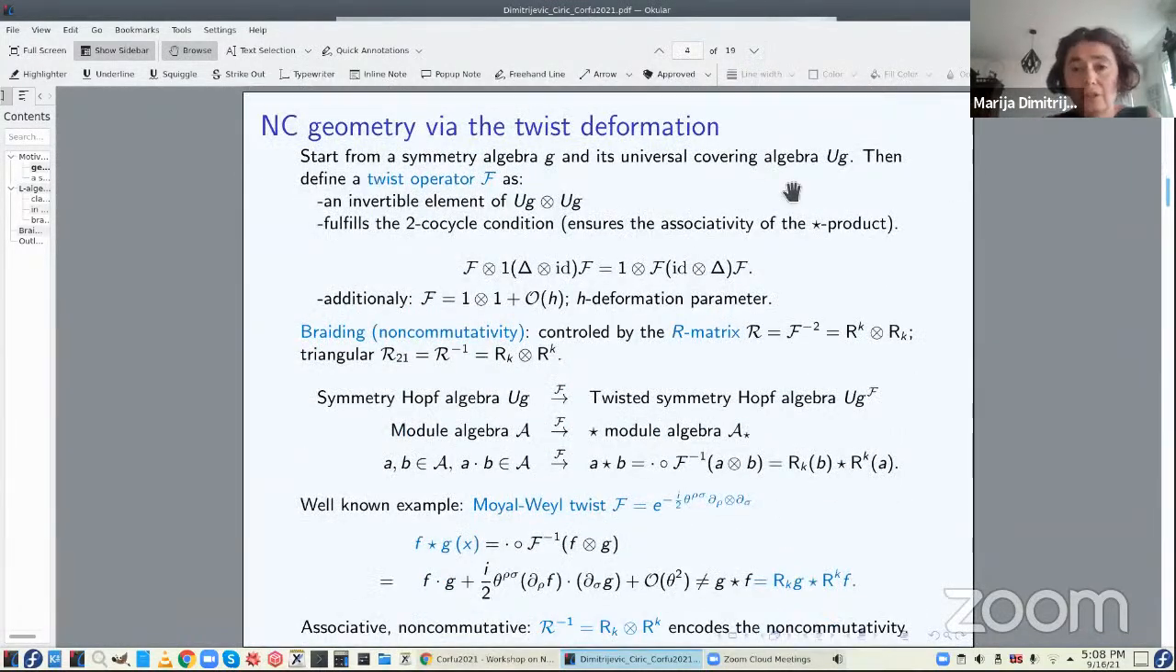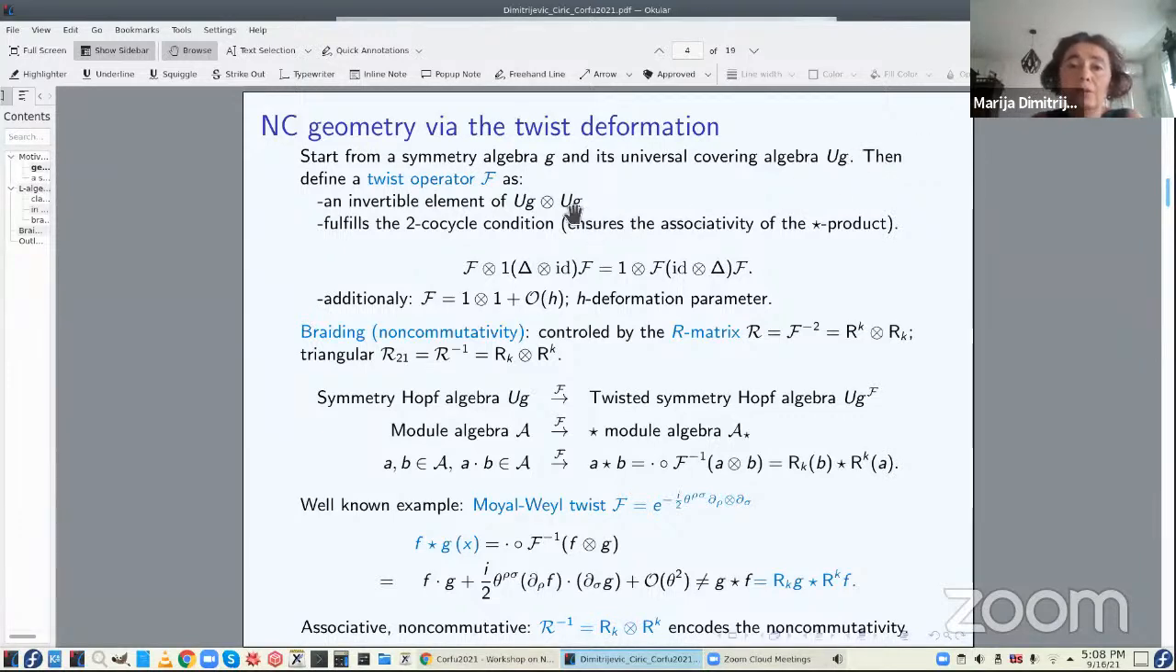The twist deformation, like I said, I will try to be very brief about this. This is the approach, if you want, defined by Drinfeld, I think in the 80s. And it's a consistent way to deform the Hopf algebra of your symmetry algebra. So you have a symmetry algebra g, then you define its universal enveloping algebra, and this universal enveloping algebra Ug has a Hopf algebra structure.